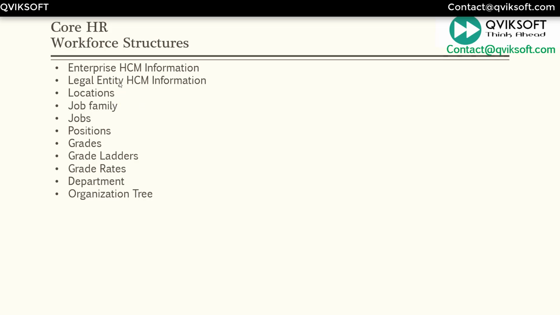Then we define locations, which are primarily your offices where you operate, job family, and job. We'll cover this in detail when we read this chapter. And positions, grades, grade ladders, grade rates, department, and organization tree. Once we complete all this, then basically we would have completed the basic configuration for HR, and then we can go to the next step of doing the next setups of HR. Okay, so I'll start with enterprise HCM information.